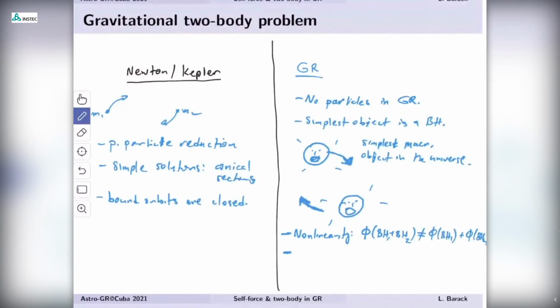And second, to formulate conservation laws in GR is a complicated matter. Strictly speaking, you don't have conservation of energy and angular momentum, except when you have a very high degree of symmetry. And even then, it's a very delicate notion. It's not at all like in Newtonian physics.